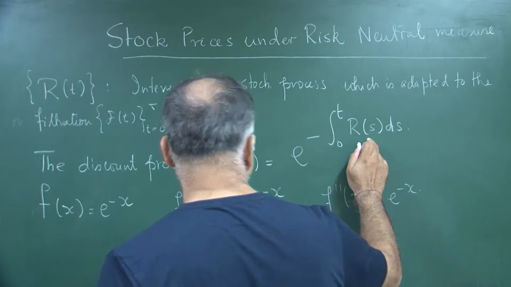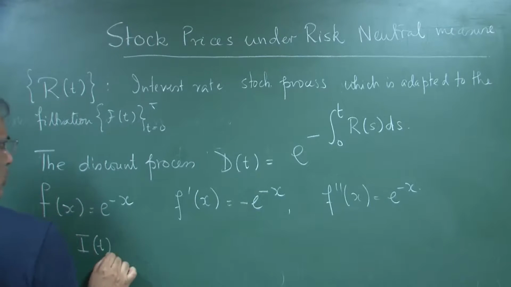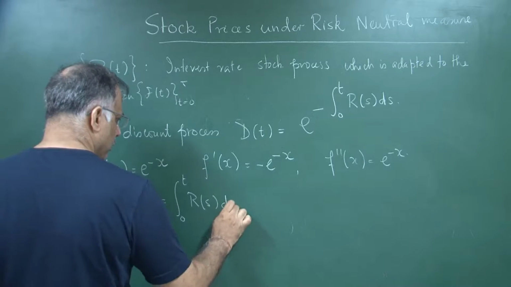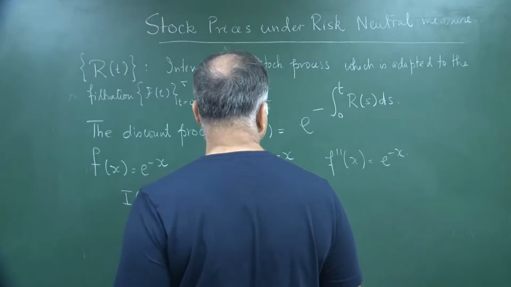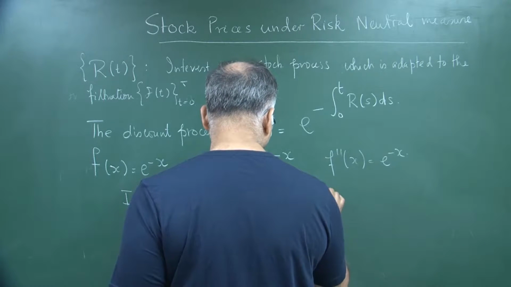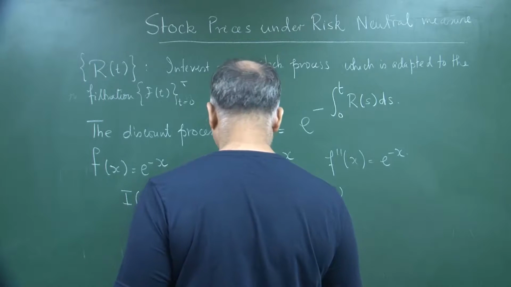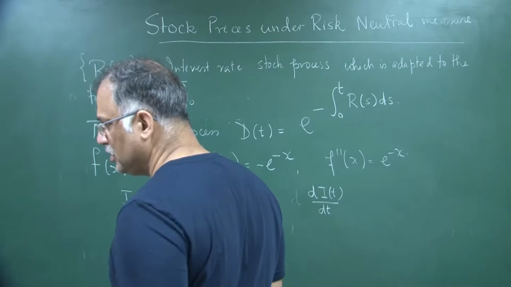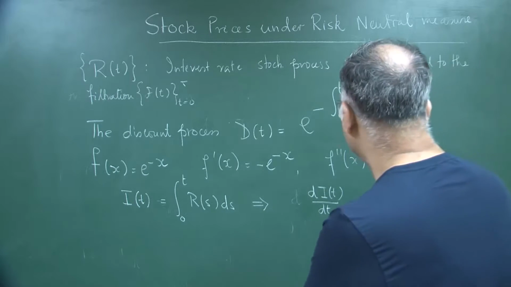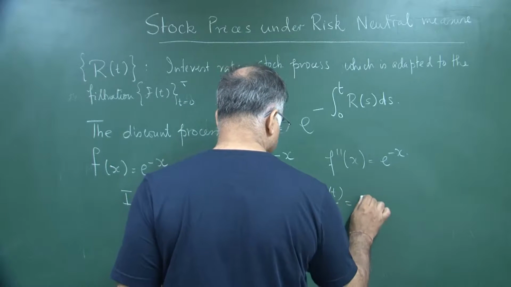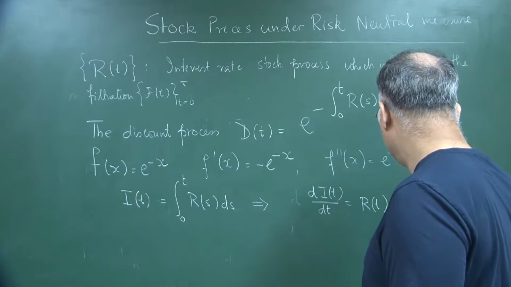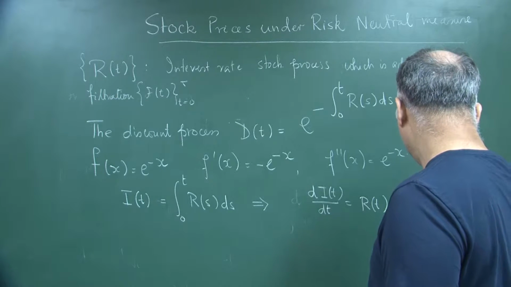Now, if I write this process as I(t), then from the fundamental theorem of calculus, assuming that they have nice properties, it will imply that I dash t, or dI(t)/dt, is an ordinary integral, not a stochastic integral. Please remember it is an ordinary integral, so I am applying the fundamental theorem of calculus. If you have a stochastic integral, I cannot. So this is nothing but R(t), and hence the differential of I(t) is nothing but R(t) dt.